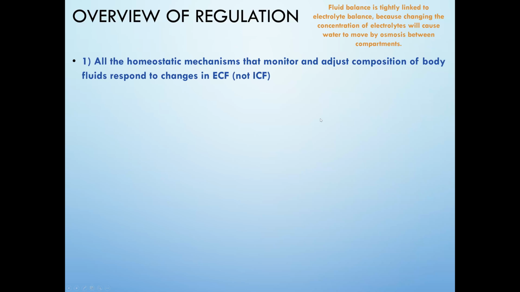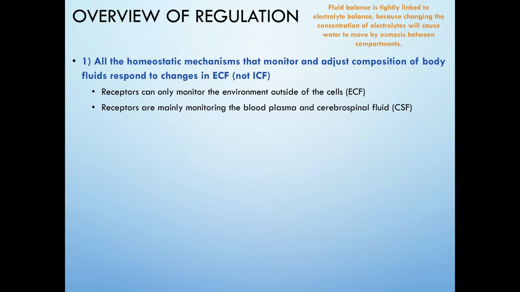The first one is that all of the homeostatic mechanisms that monitor and adjust composition of body fluids respond to changes in the extracellular fluid, not in the intracellular fluid. So the body is monitoring the ECF and makes changes based on changes to the ECF. This should make sense to you because receptors can only monitor the environment outside of the cells, and these receptors are mainly monitoring the blood plasma and the cerebrospinal fluid.